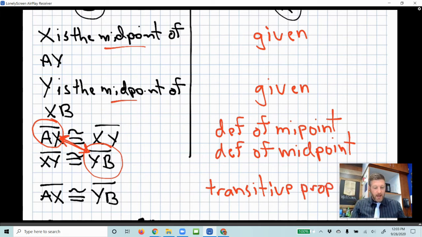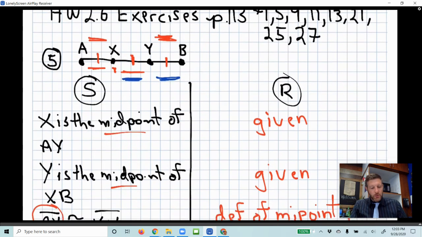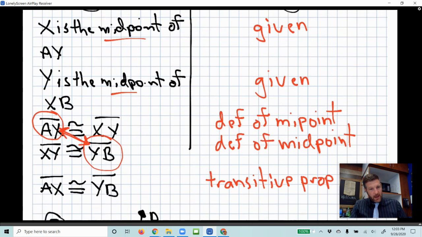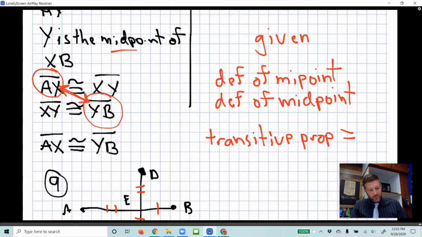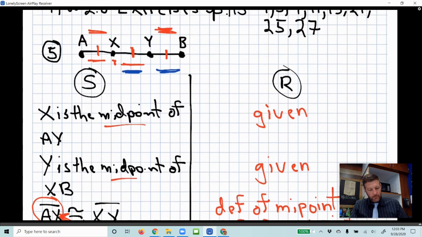Okay, and that's the thing that they asked us to prove, going back to the beginning, so that means I'm done. I have a reason for every statement I gave. I used my givens. I drew a conclusion from my givens, which was these congruent segments. And then from that, I was able to spot via the transitive property that therefore AX must be congruent to YB. Alrighty, so there's a good example of a basic geometric proof.